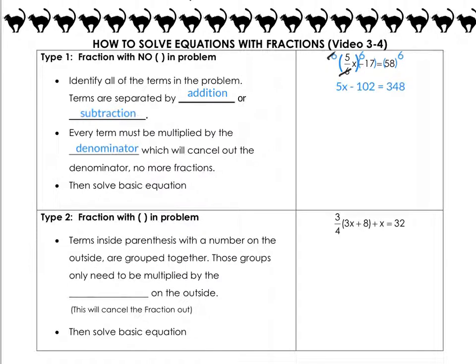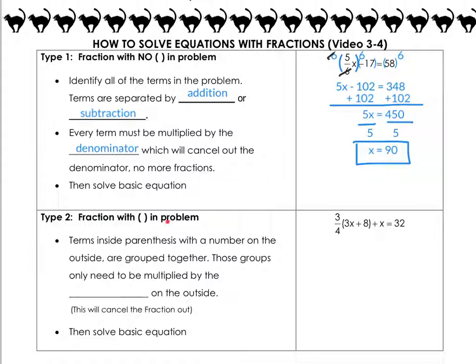Now that we've gotten rid of the fractions, this is something we've already talked about solving, so this isn't so bad. Now I just need to get x by itself, so we need to get x's on one side, our constants to the other, so I'm going to add 102 since it's a negative here. And then we get 5x equals 450. And then we need to get x by itself, so I'm going to divide by 5 to both sides. And then I get my answer, which is x equals 90. So that's not so bad.